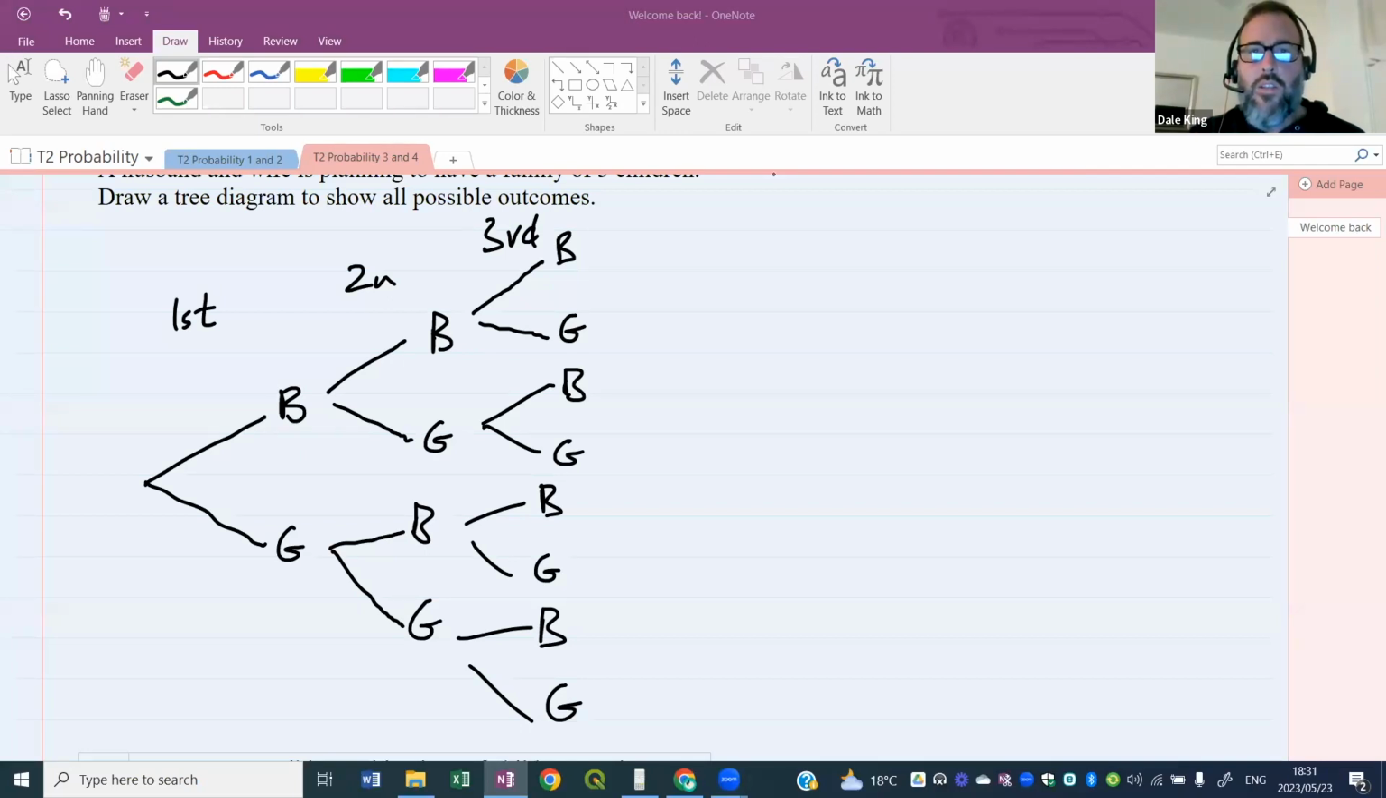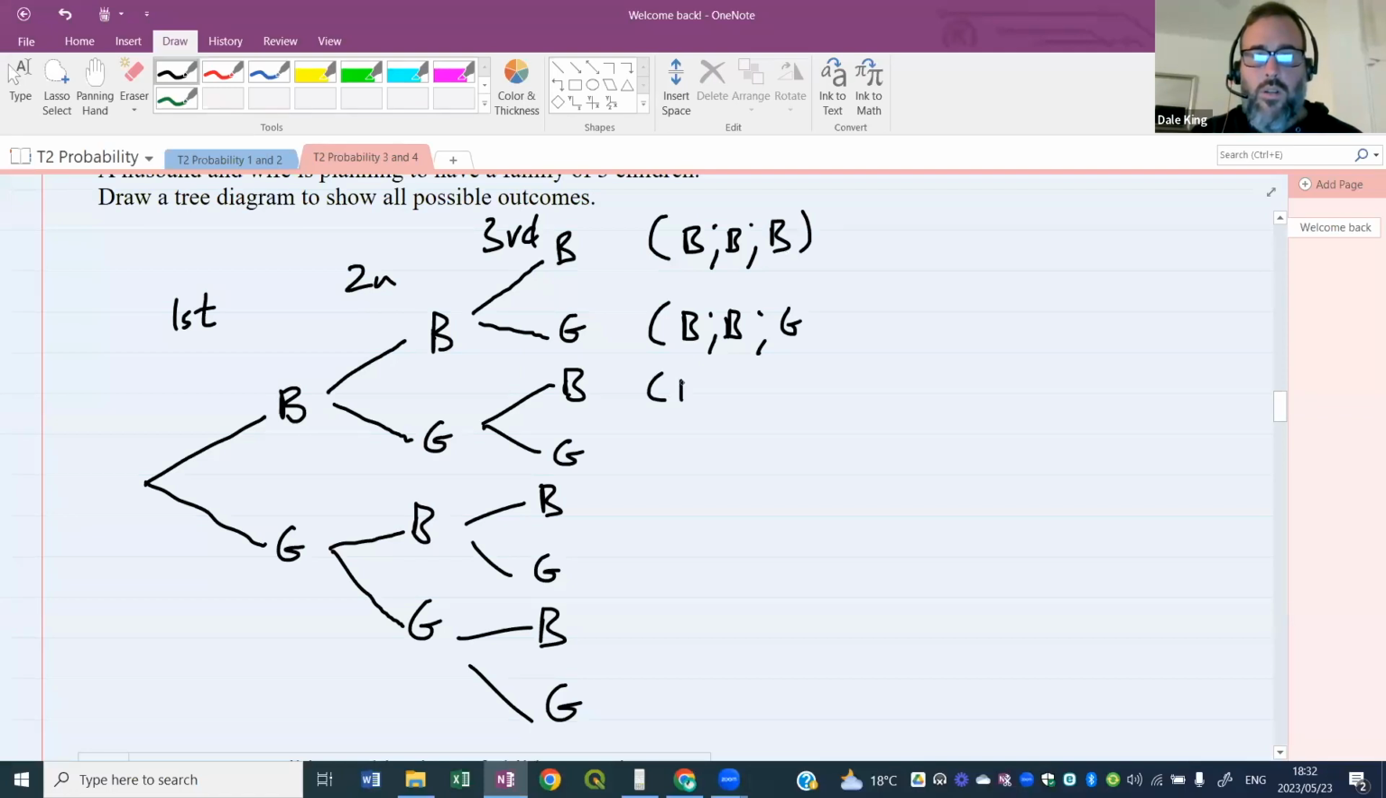Now, the next thing to do is to write the notation, okay? Because that's what we're going to work with. So I'm going to put a bracket for the first one. The first one was boy, boy, boy. This branch, boy, girl, boy. Fourth branch, boy, girl, girl. Girl, boy, boy.